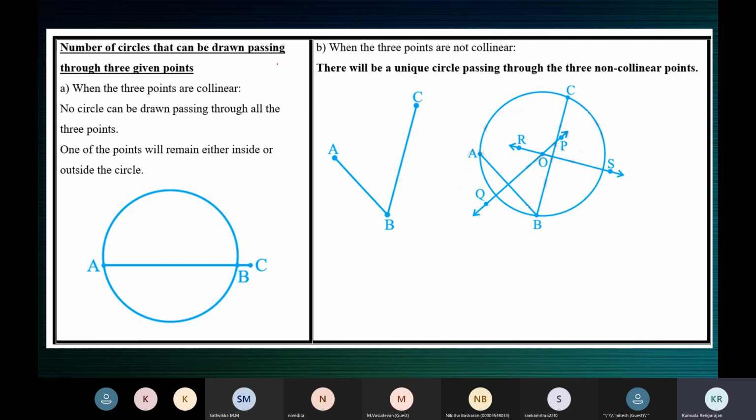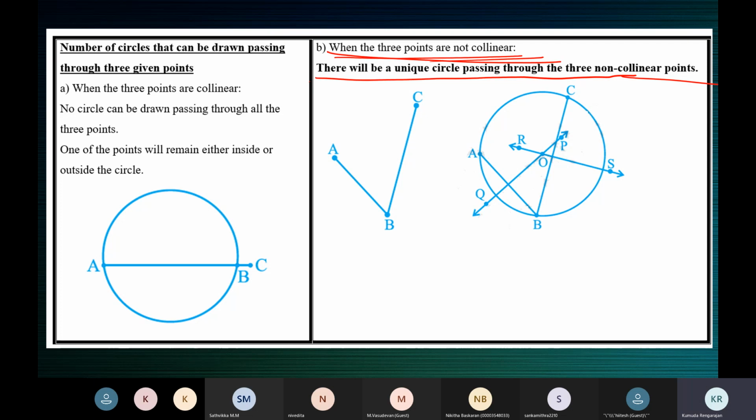Now, in this case, when the 3 points are not collinear, very important, there is one and only one circle that can be drawn passing through these 3 points. That is, there is a unique circle. Unique meaning there's only one circle, one and only one circle that can be drawn passing through three non-collinear points.